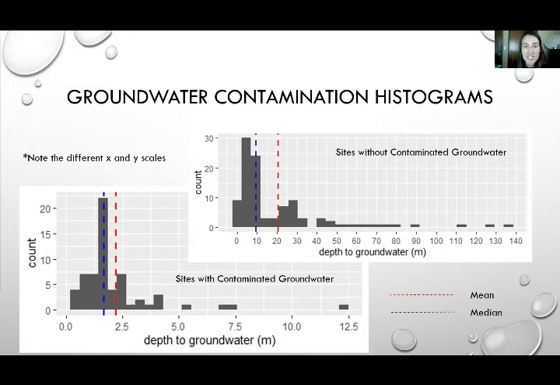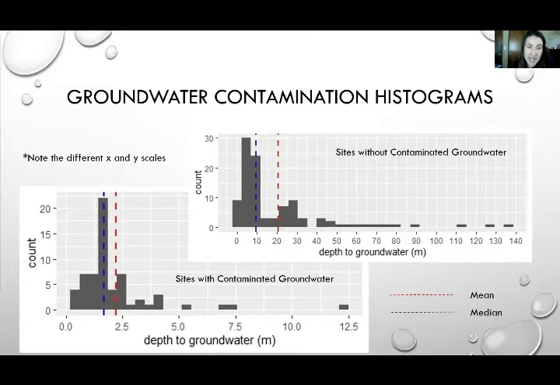What you can see is that I've mapped out on here the mean and the median. The mean is in red and the median is in blue. If we were to conduct an ANOVA, that would be looking at the mean. But you can see that the mean is being pushed over to deeper depths of groundwater because there's a skew in this data. It's a right-tailed skew. And so the median is actually a better measure in this circumstance because we have skewed data and we have unequal variance about the mean.